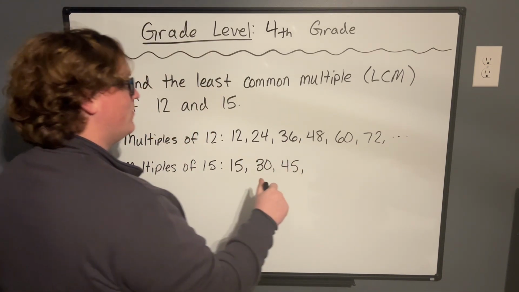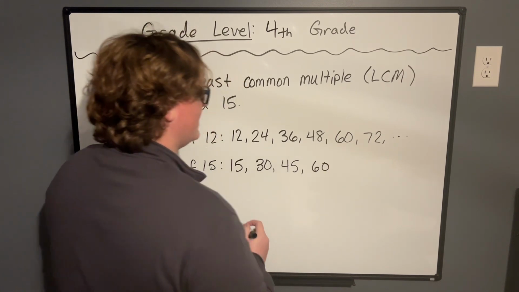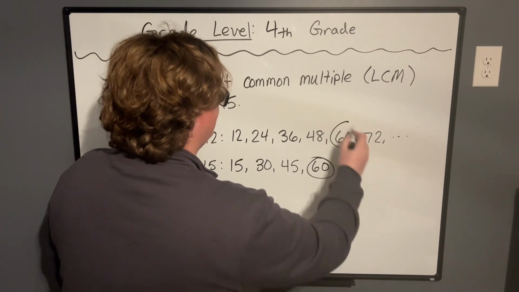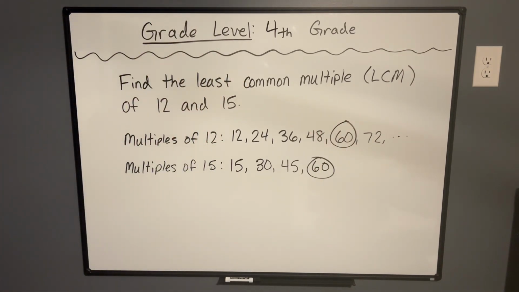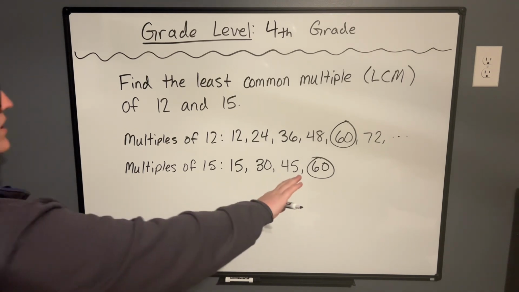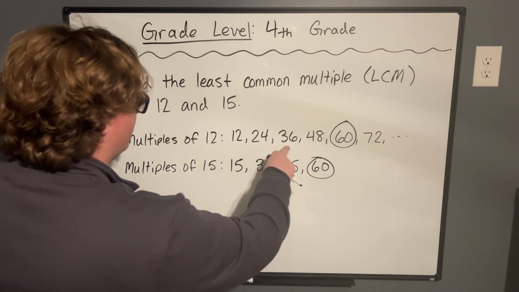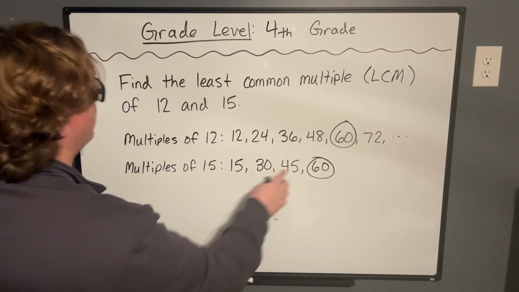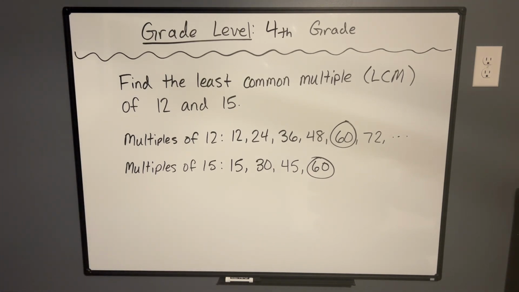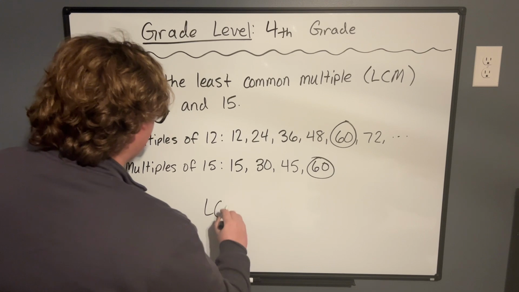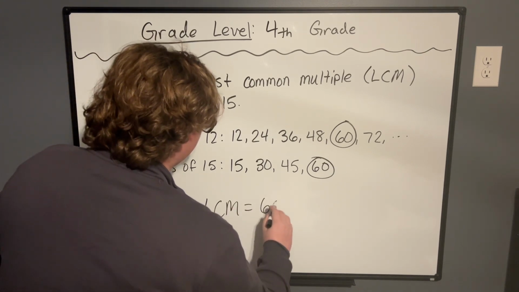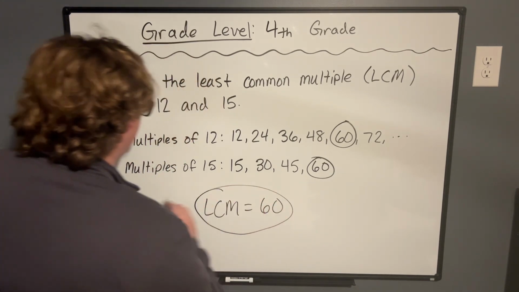But 15 times 4 will give us 60. So we actually have a match right here. And of course, that was the first one because we tried every option, right? We tried 1, 2, 3, 4, 5, 1, 2, 3, 4, right? There was nothing that came before that. So 60 is our least common multiple. So the LCM is equal to 60. And that will be our answer.